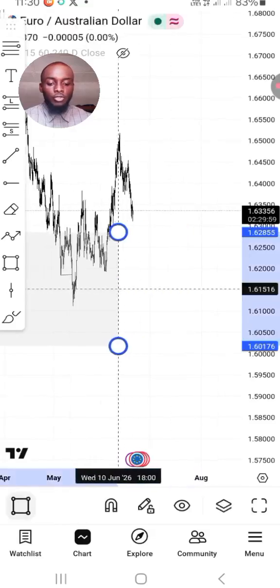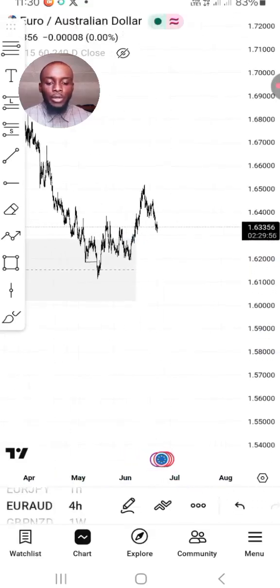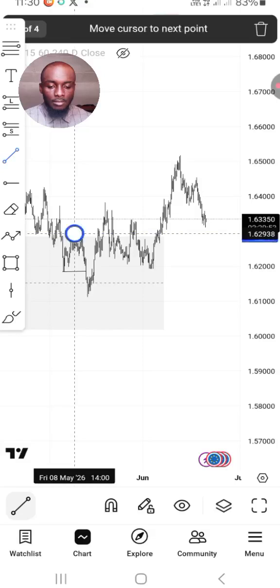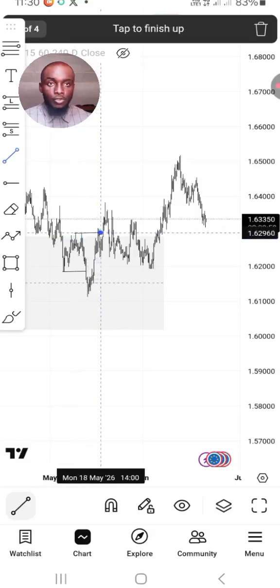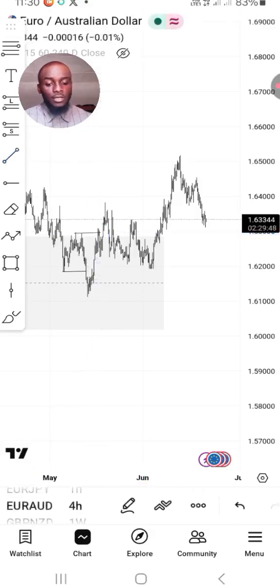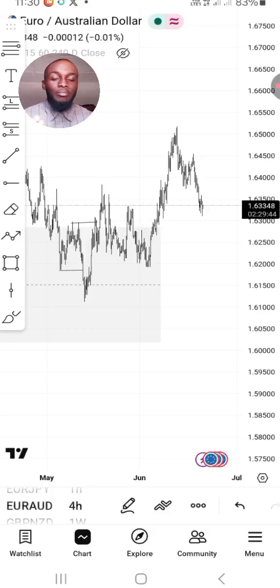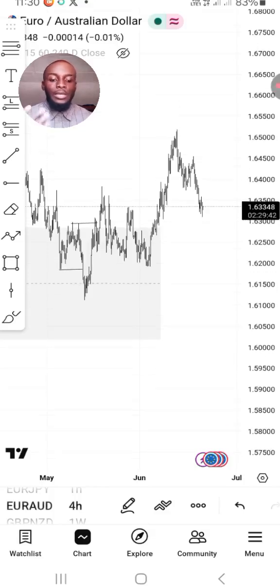we had a shift in market structure, and after that happened, we had a break in market structure. Let me call this an MS, a market structure shift at this zone. So we basically want to see price return back to discount before we can trade.